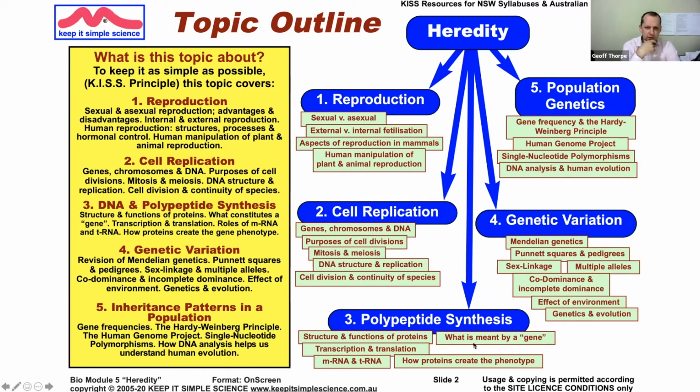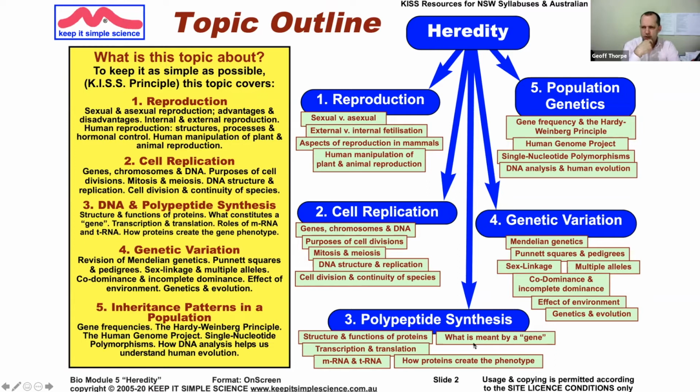So reproduction, looking at sexual versus asexual reproduction, and fertilization. Next, we'll look at cell replication, starting to get into genes, chromosomes, and DNA, looking at the actual mechanisms of cell division and actual DNA structure and replication. Then we're looking at protein synthesis or polypeptide synthesis, so looking in detail at how the DNA is turned into protein and what's happening there.